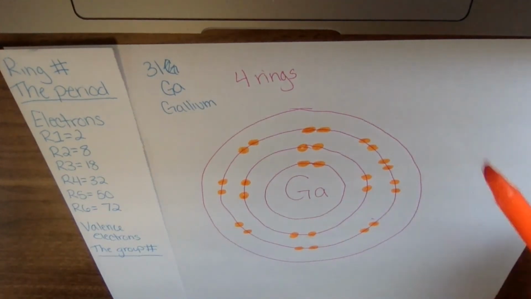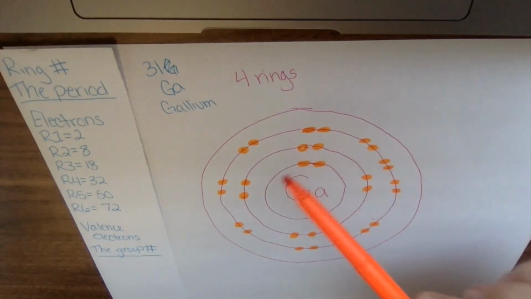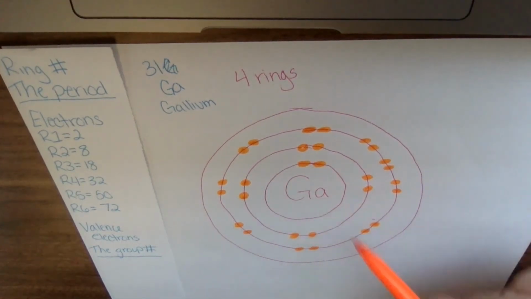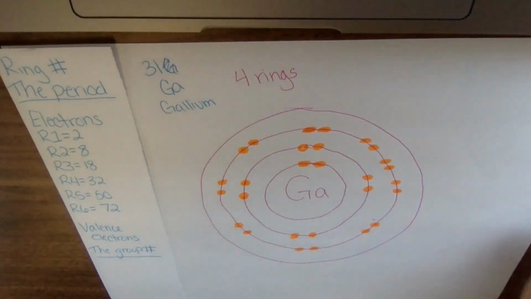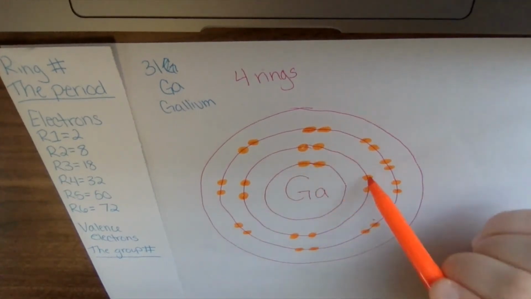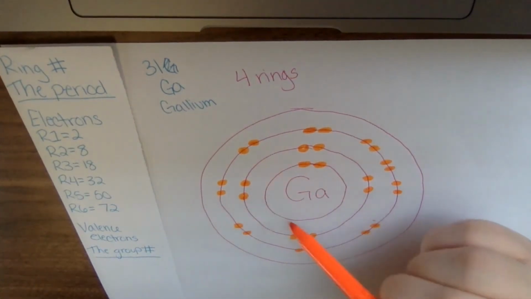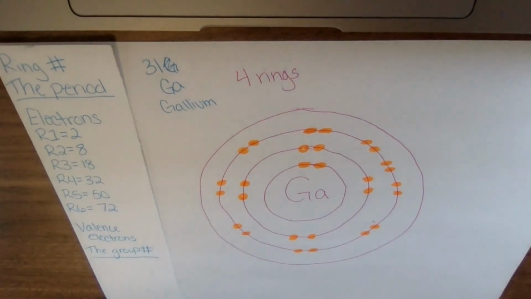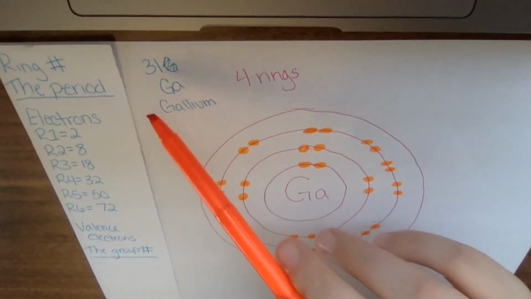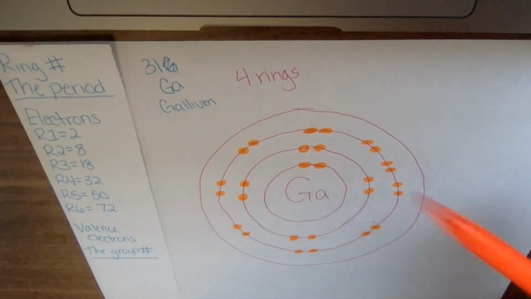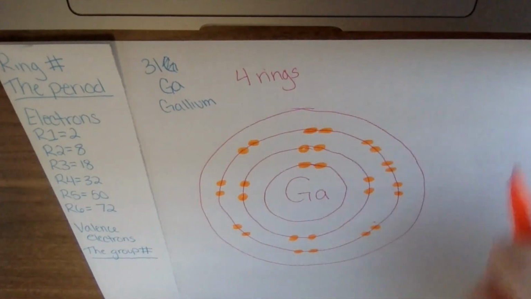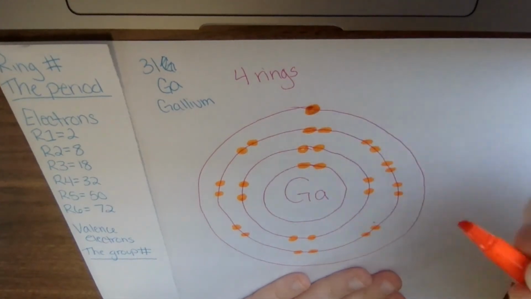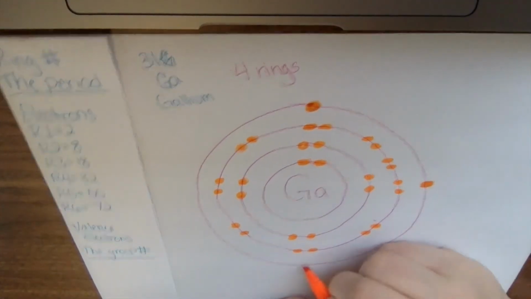So now we need to figure out how many we are going to put in this outer ring here. So gallium is 31 electrons, so I have 10 plus 18, so I have 28 electrons. So 31 minus 28, I still need 3 more. So I'm going to draw 3 more here on the outside. So 1, 2, 3.